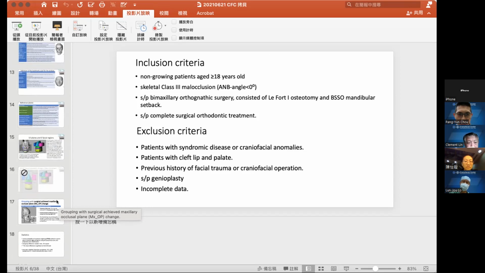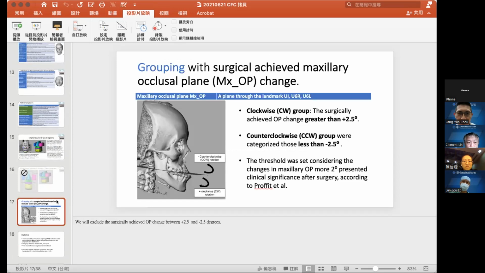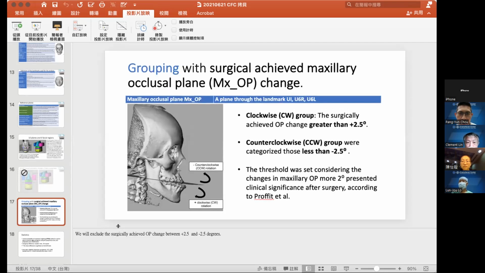Perhaps a simple classification of class 3 malocclusion. Because I think in this paper, another very important issue is that all the orthodontic doctors should let the readers know, after the surgery, what post-op orthodontic treatment you want to perform to reach your final goal. Yes, this is my question. Thank you.